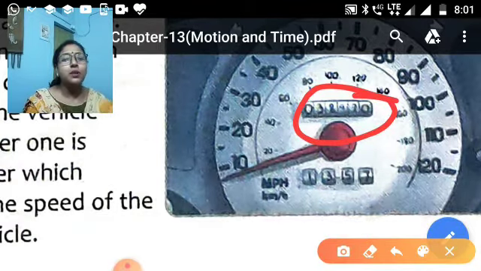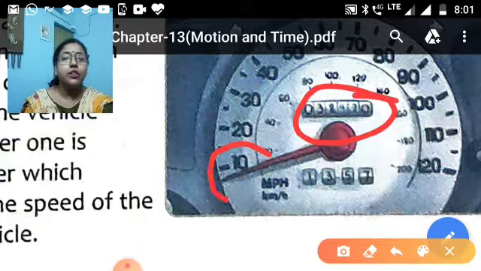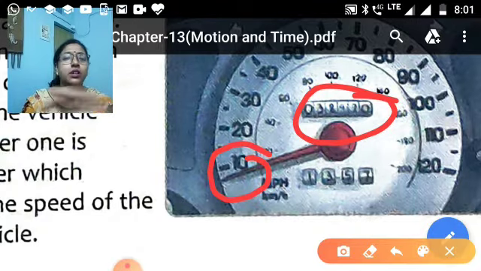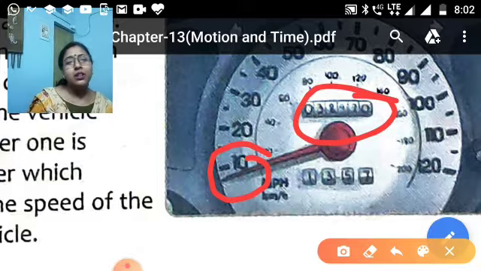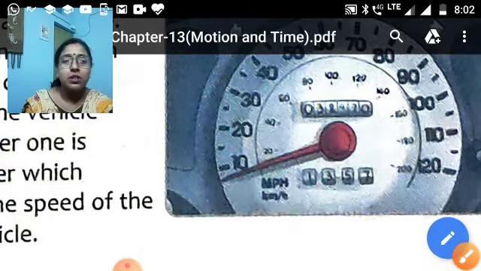Speedometer, which determines the speed, is where? This one. From this needle, we will get the speed of the vehicle. So speed can be read from here with the help of the needle. So odometer is in the center and speedometer is around it in the form of a circle. So 10, 20, 30, 40, whatever speed the vehicle attains will be measured by the speedometer.